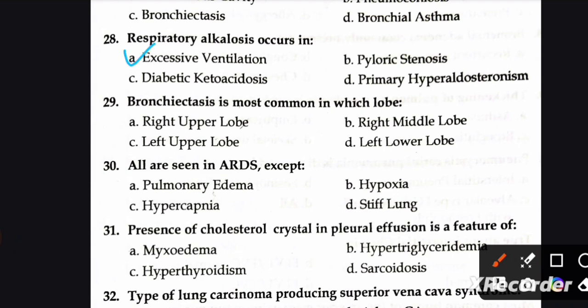Next question is bronchiectasis is most common in which lobe? A right upper lobe, B right middle lobe, C left upper lobe and D left lower lobe. Right option is D, left lower lobe.